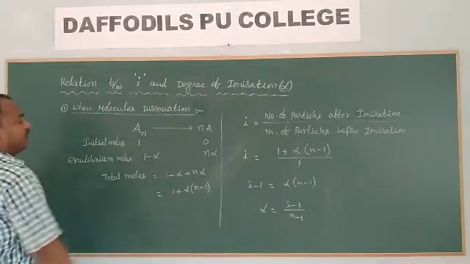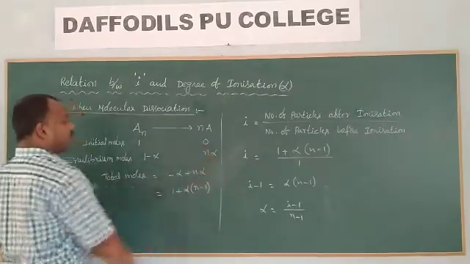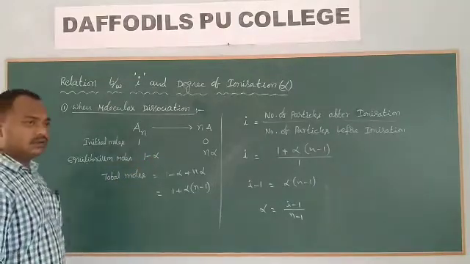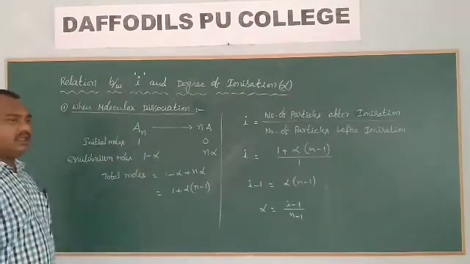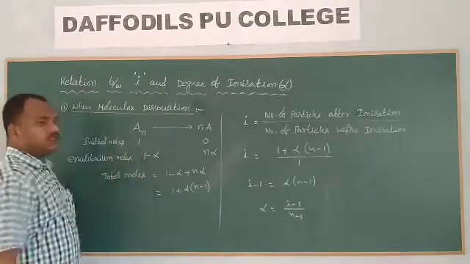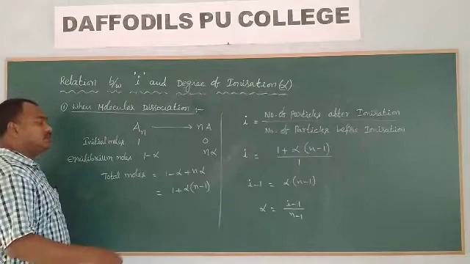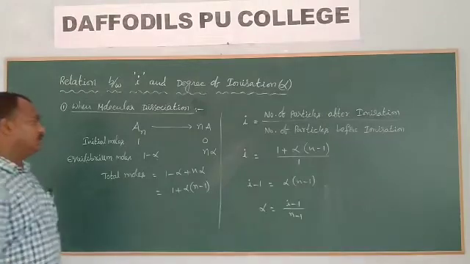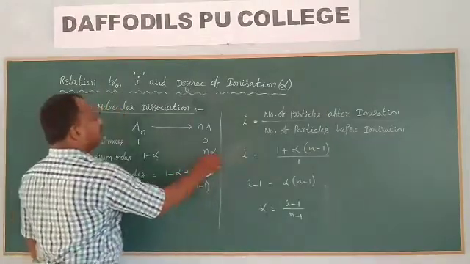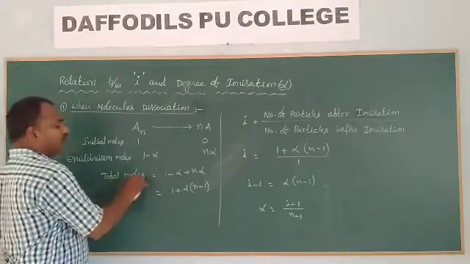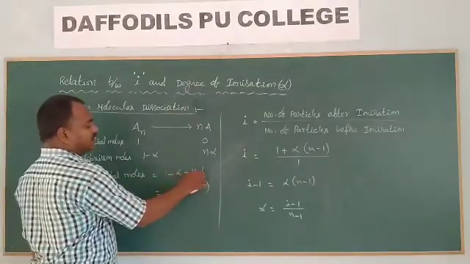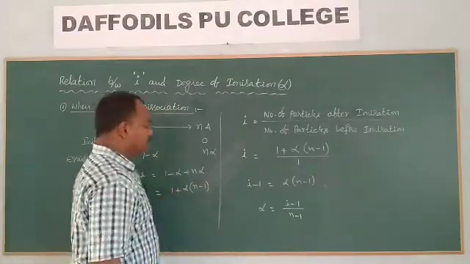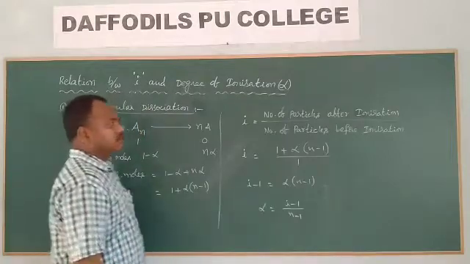So initial moles are taken as 1. At the beginning of the reaction it is 0. Equilibrium moles is 1 minus alpha because after some time t, when equilibrium is established, alpha moles undergo the dissociation. The remaining number of moles is 1 minus alpha, and the product moles formed are n alpha. Total number of moles is 1 minus alpha plus n alpha. By taking alpha as common, 1 plus alpha into (n minus 1).